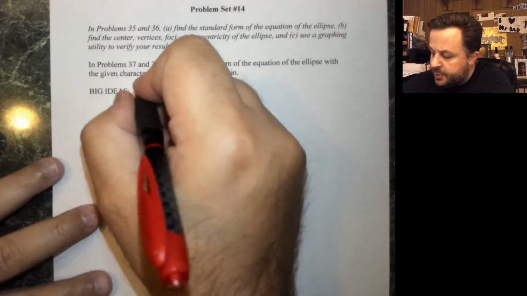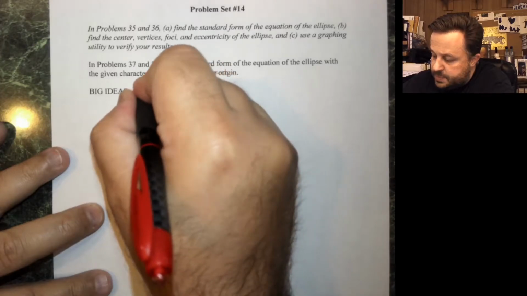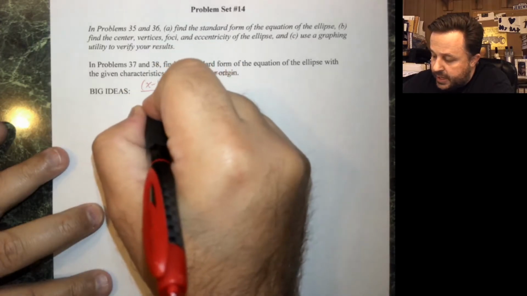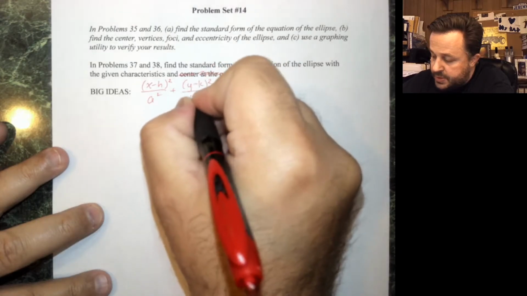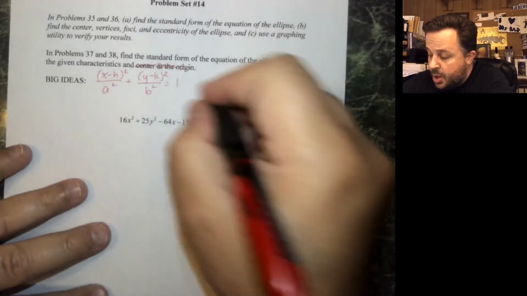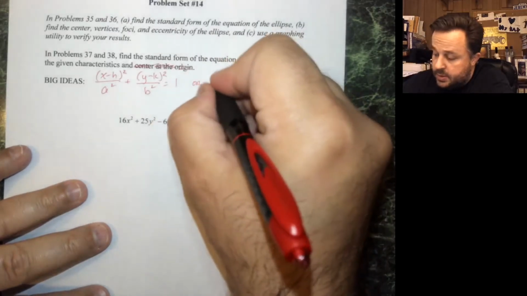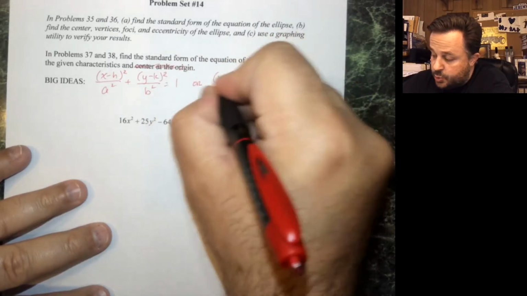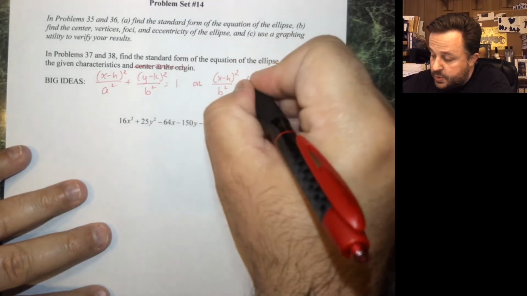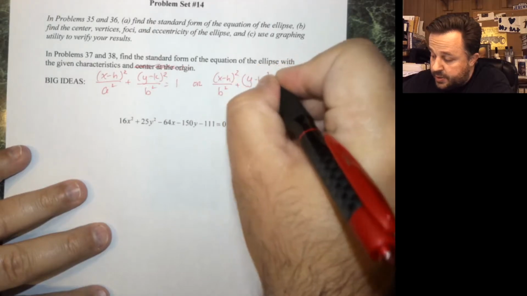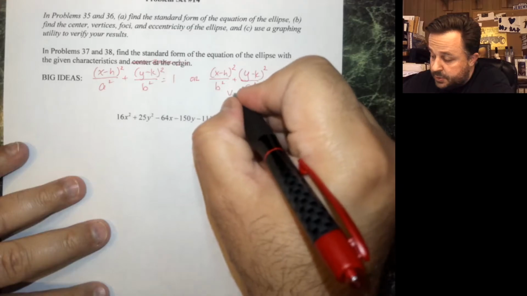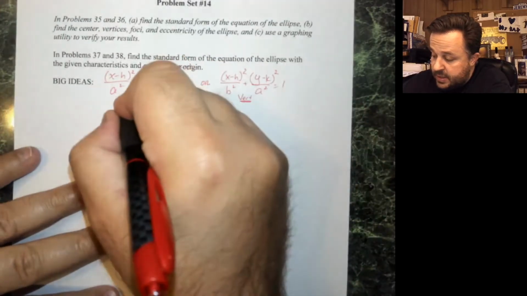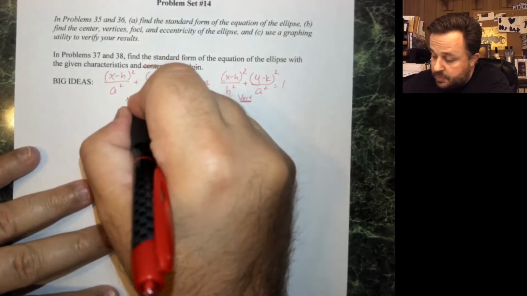So big ideas. First of all, our formula is (x minus h) squared over a squared plus (y minus k) squared over b squared is equal to 1, or (x minus h) squared over b squared plus (y minus k) squared over a squared is equal to 1. This has a vertical major axis. This has a horizontal major axis.